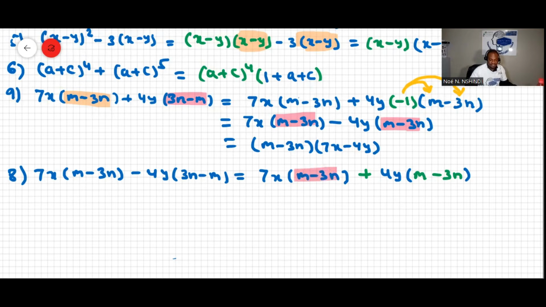Now we have this is the same as that. Now we can factorize and say 7x. I can start with 7x plus 4y, it doesn't matter, or m minus 3n. Okay, or I can also say m minus 3n, open bracket, 7x plus 4y.